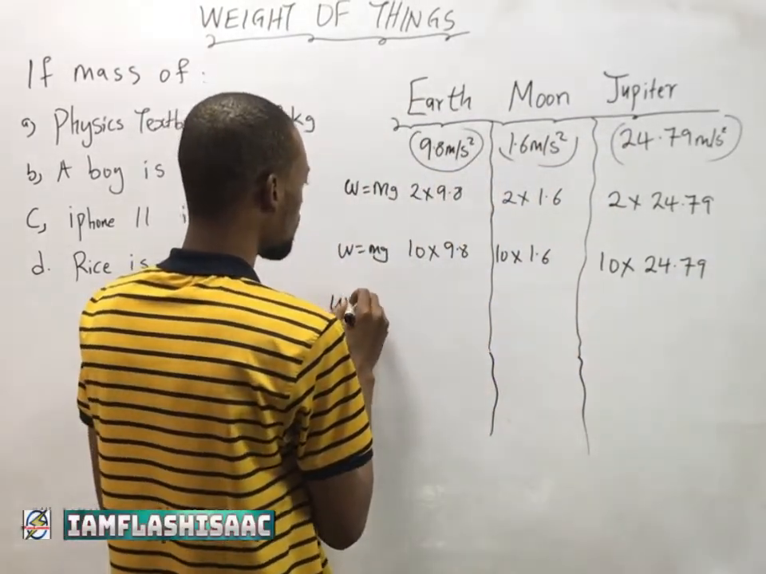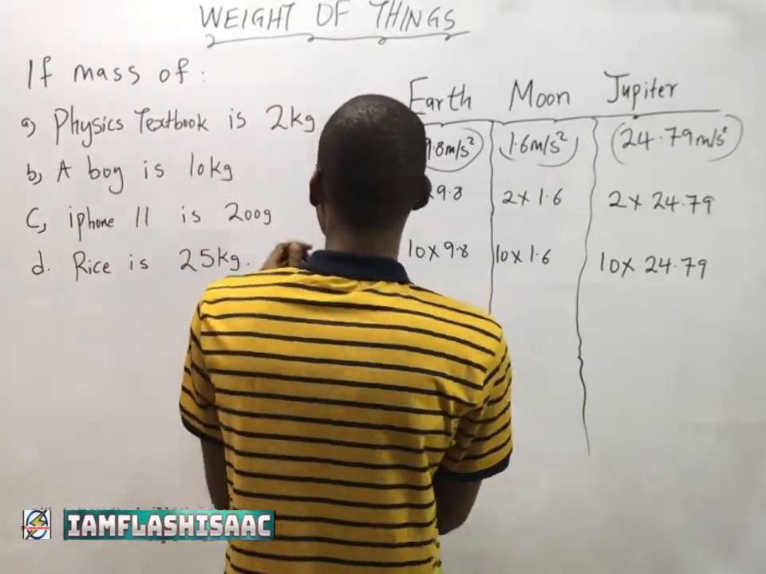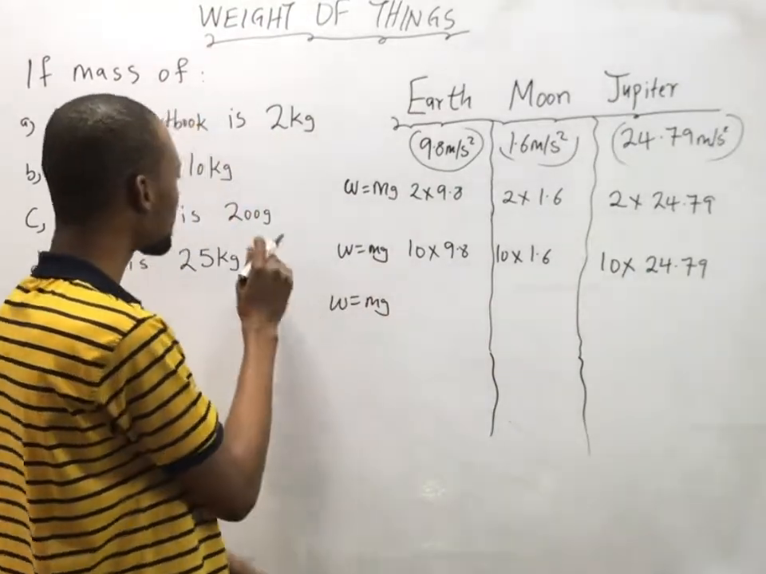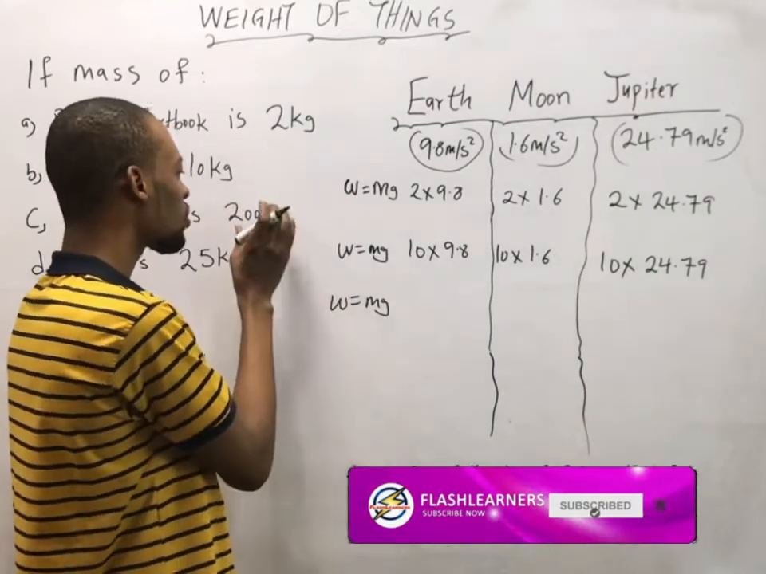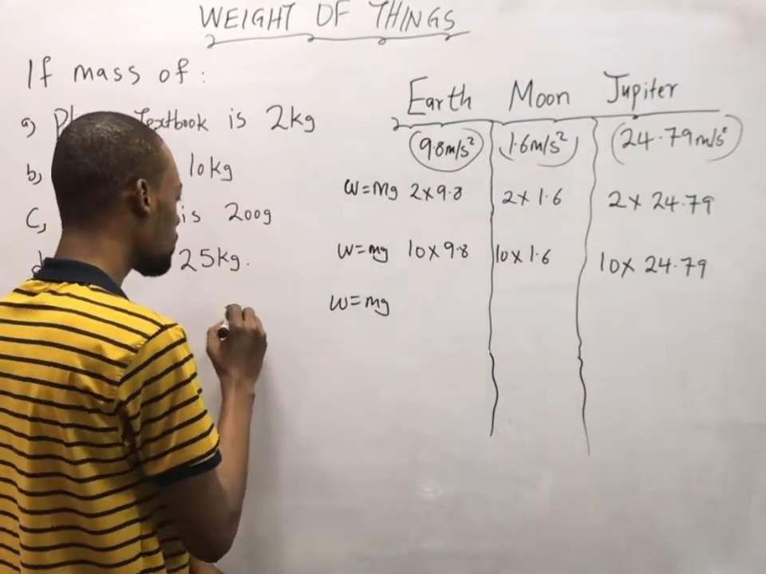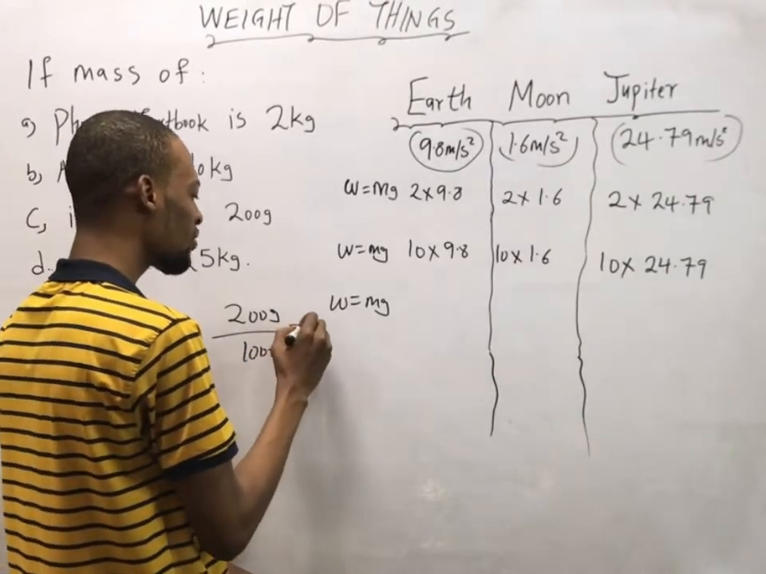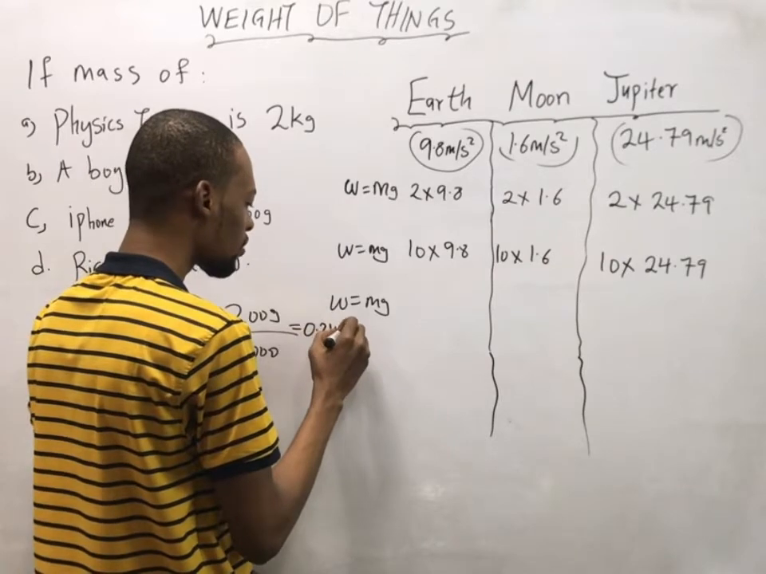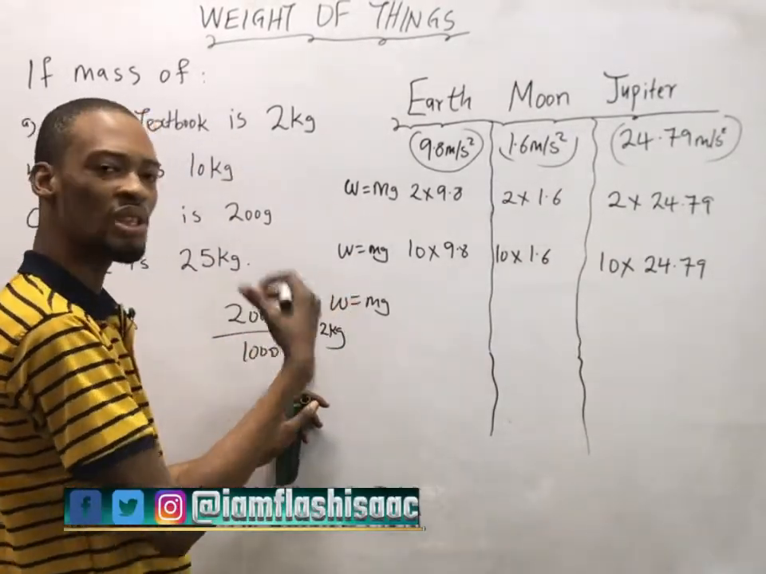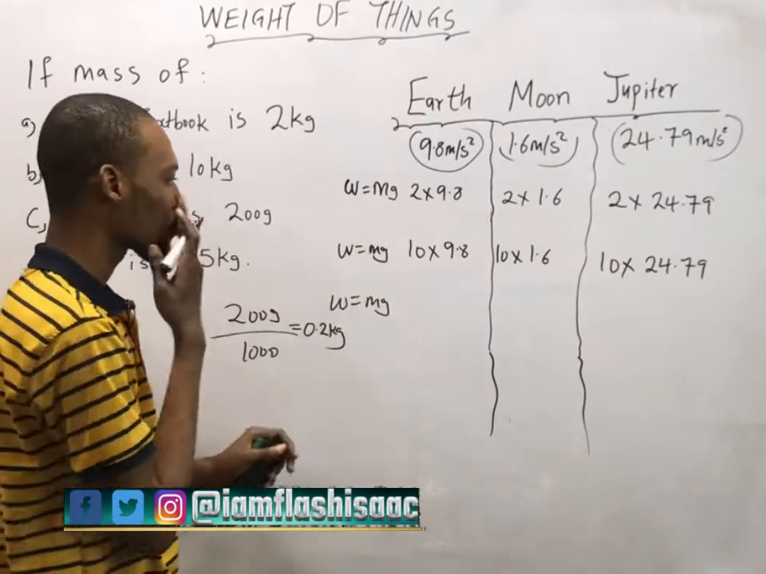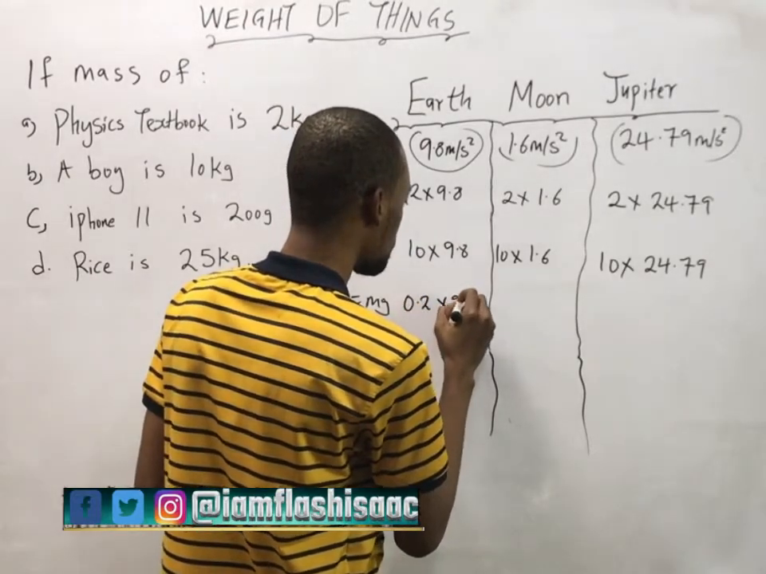Now, W is equal to mg. If the iPhone 11 is 200 grams, now remember that we substitute in kilogram. We have to convert this gram to kilogram. To convert from grams to kilogram, it is simply 200 grams over 1000. So this will simply give you 0.2 kg. This is what we solve with, because the unit of weight is Newton, which is kilogram meter per second squared. So here the iPhone 11 will be 0.2 times 9.8.